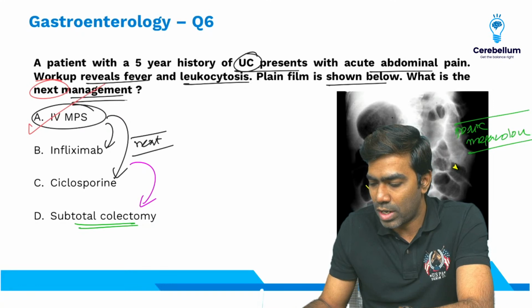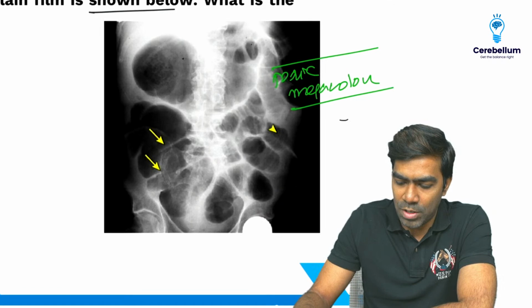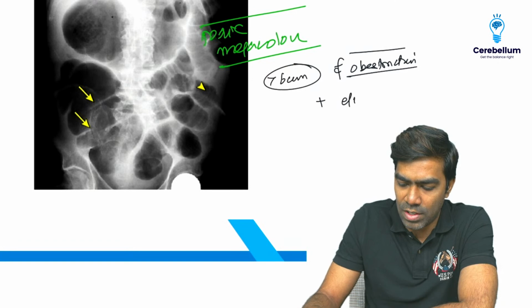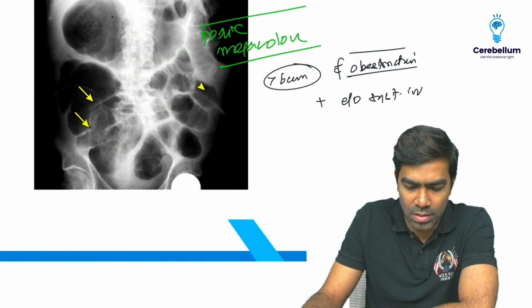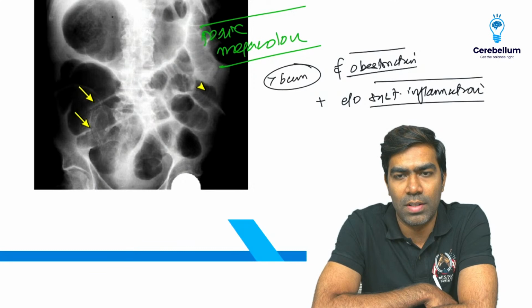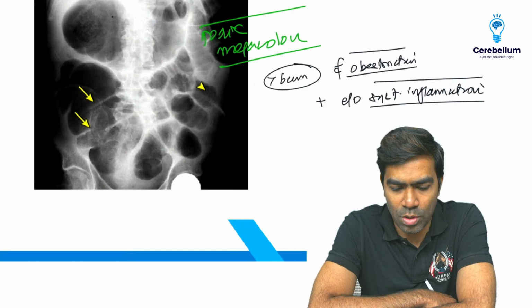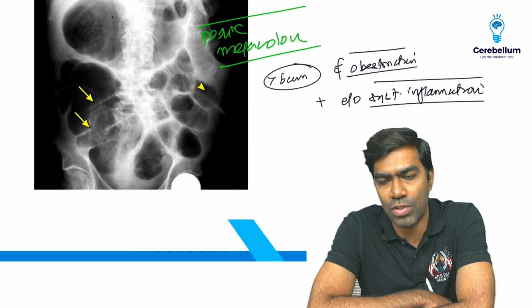So what do you mean by toxic megacolon? The diameter of the colon will be more than 6 centimeter, without evidence of mechanical obstruction, plus evidence of systemic inflammation. So remember, somebody is asking if unstable, then the answer will be subtotal colectomy? No. You stabilize the patient, you give fluids, and you are going to treat again with steroids only. That's going to be the first line treatment, even if the patient is unstable.